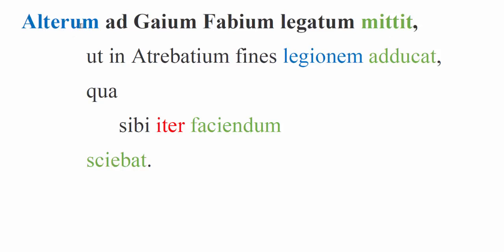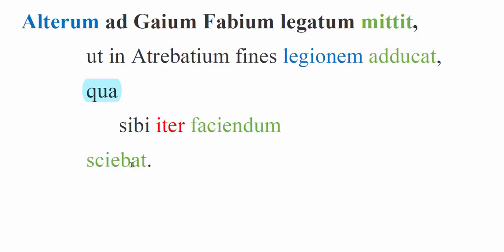And another, we need to understand our context, message or messenger, to Gaius Fabius the legate, Caesar sends. And then here we see an ut clause. So now we have an indirect command, telling him to, right? Fabius is the understood subject of adducat, telling him to bring his legion into the territory of the Atrebates, where, now this qua right here is referring in sense to the fines Atrebatium, but it's just being used here in the simple feminine ablative singular to mean where, in what place.